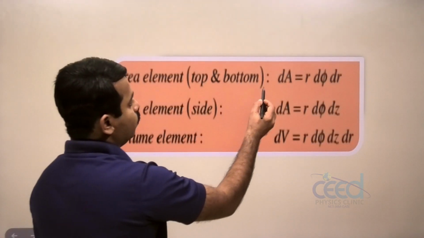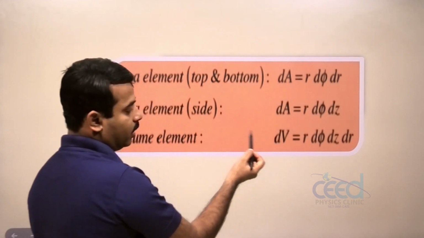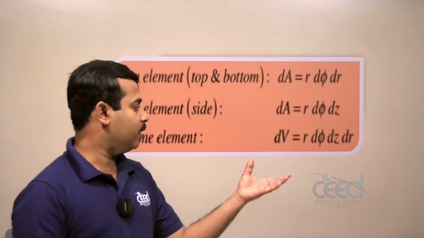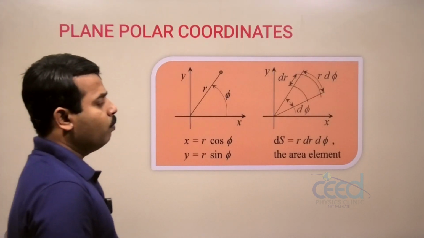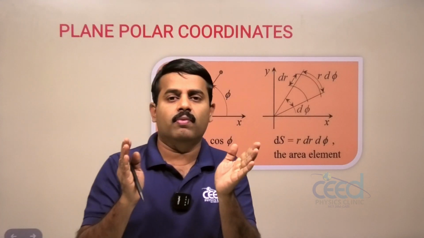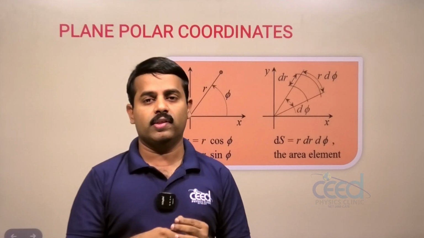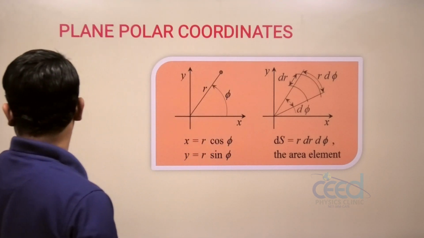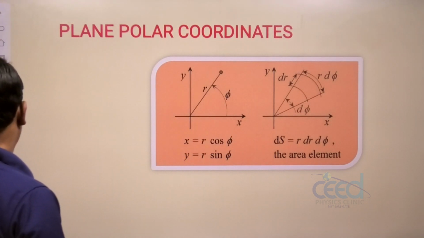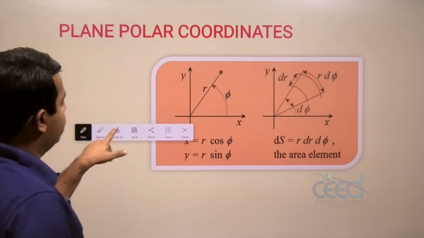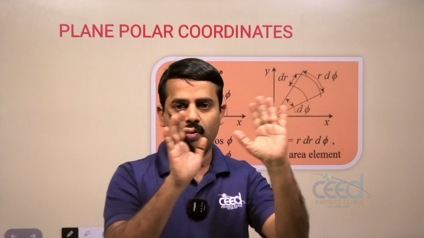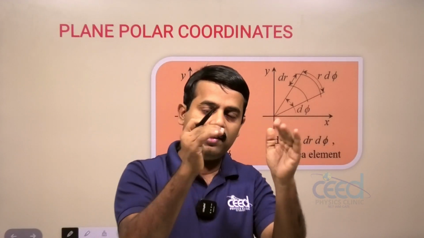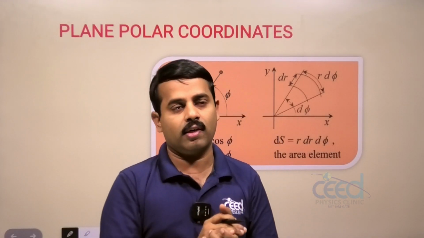So this area element is given and the volume element is also given. Now we have one more coordinate system, that is the plane polar coordinate system. In the plane polar coordinate system there is no volume element, because that is a plane, with only two coordinates, x and y. If there is z as well, then only volume is there.